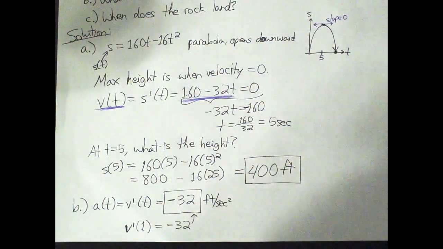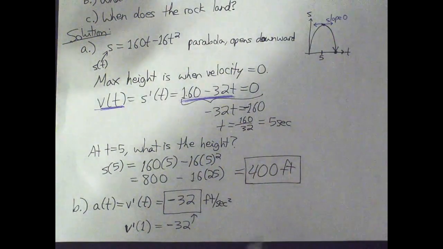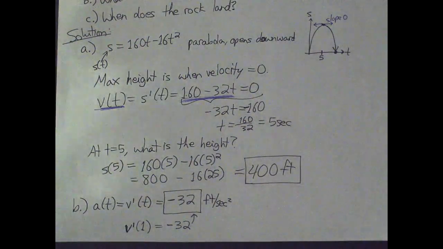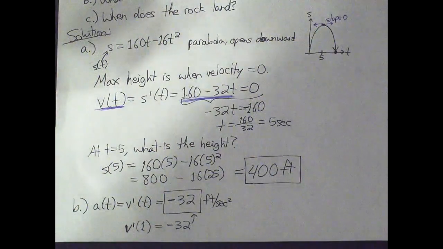By the way, the acceleration at 2 seconds, at 3 seconds, at 4 seconds, 5 seconds is also negative 32, because the acceleration is not changing. The velocity is changing, but the acceleration is not. What is causing this rock to accelerate?